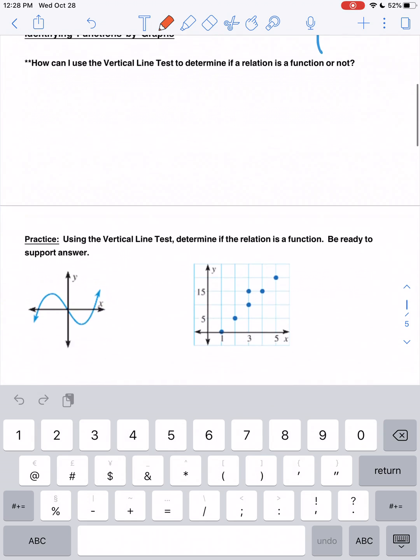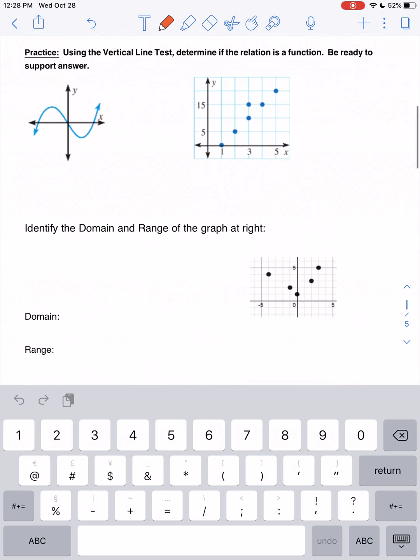Let's practice some more. It says use the vertical line test to determine if the relation is a function. So again, for every time we have an x, we have to have a unique y. We can't have 2 y values. And you can see if I draw vertical lines, I never hit the line twice. Let's try this one.